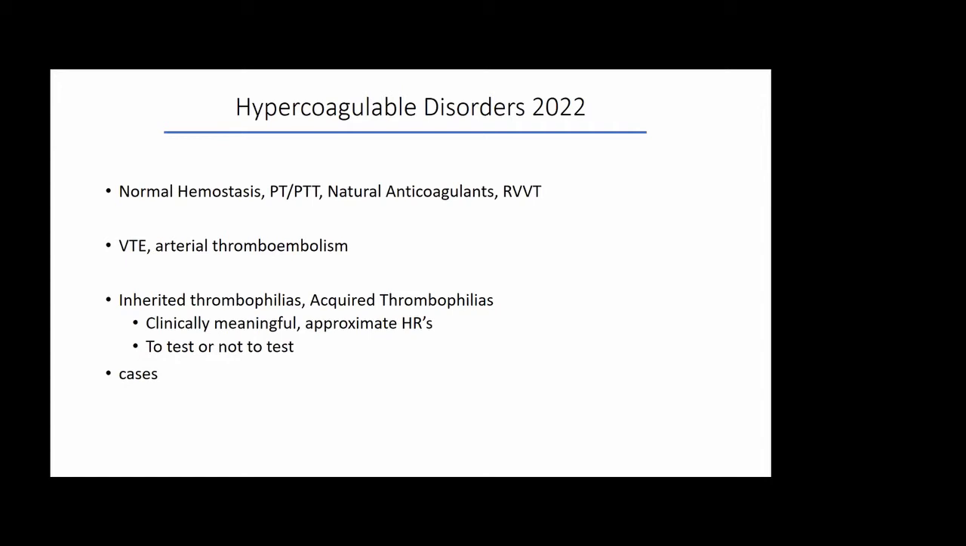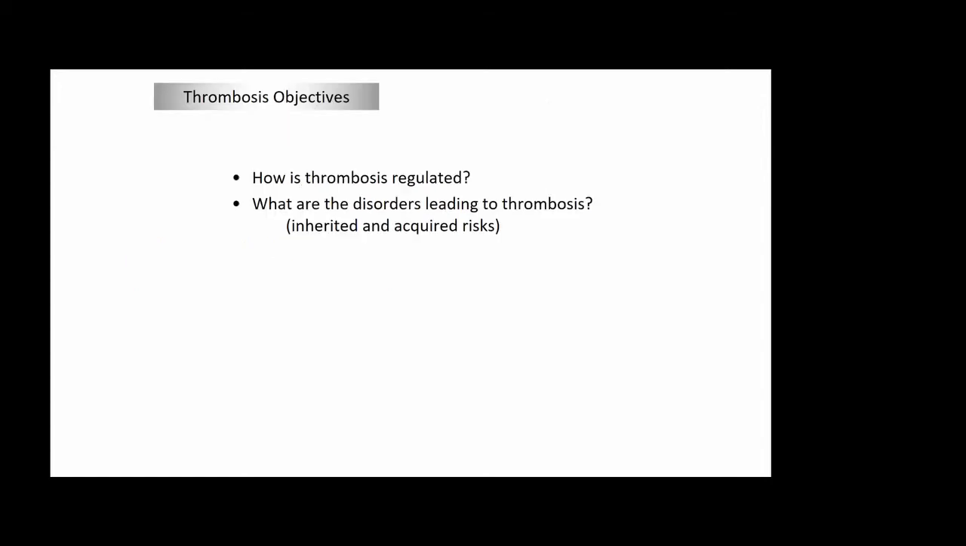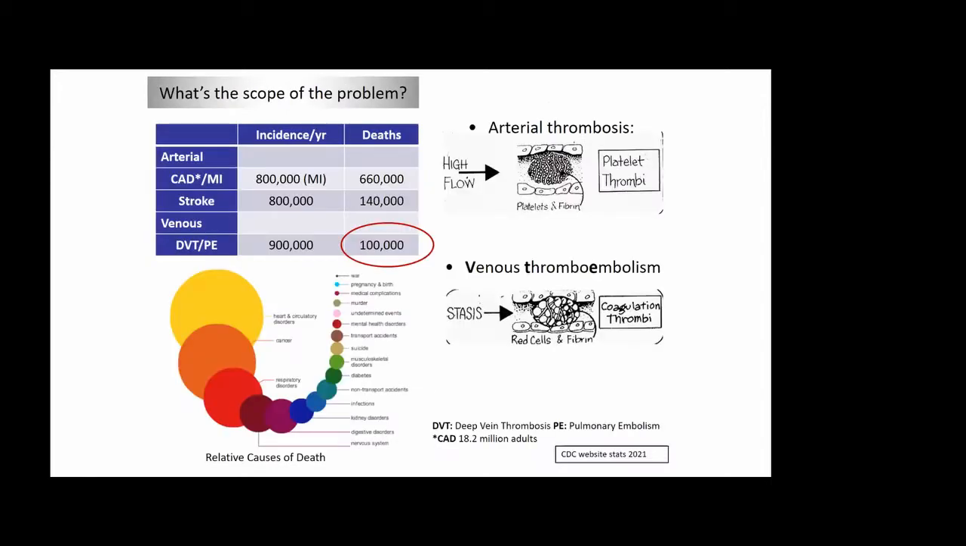attached, but they're self-explanatory. Okay, so how is thrombosis regulated, and what are the disorders that lead to thrombosis, and whether they are all considered hypercoagulability or not? This is a slide taken from the CDC website. These circles represent the relative prevalence of causes of death in the year 2021 in the United States. And the biggest one is heart and circulatory disorders, which includes myocardial infarction, stroke, and venous thromboembolism.